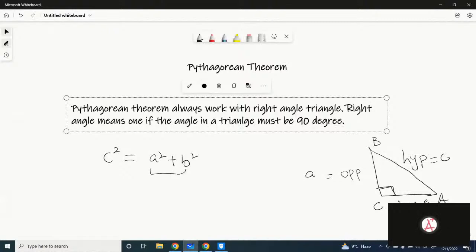So it would be c square equals a square plus b square. Either hypotenuse square must equal the base square plus the opposite square. That is actually the Pythagorean theorem. Please note down the definitions and the explanation as well.